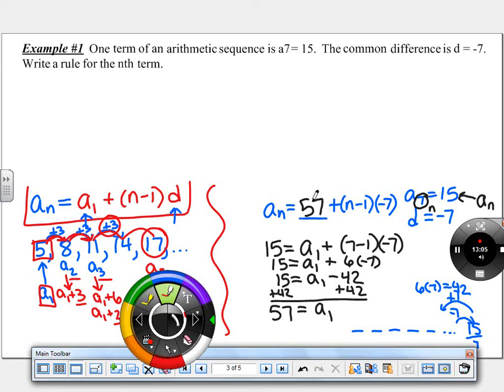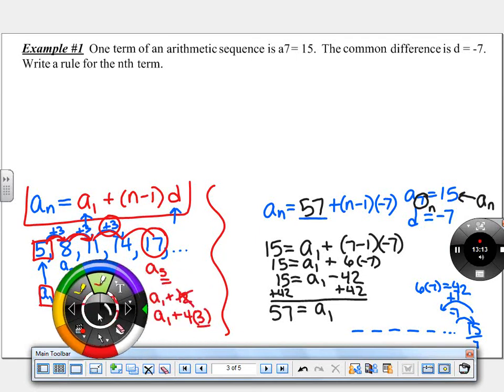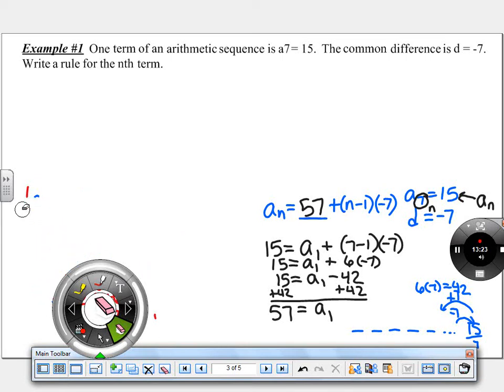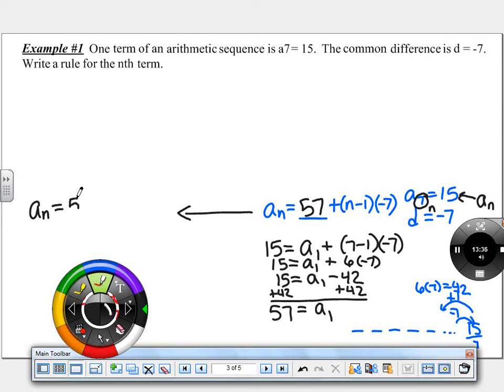And you're normally not going to see them keep the rule like that because that's not simplified. There's something to distribute and there's like terms to combine. Okay? So what you would see them do is actually expand and simplify the rule. So you guys can do that right now on your paper. So distribute the negative 7 to the n minus 1. And then we should all get the same rule. So we have 57 plus n minus 1 times negative 7.